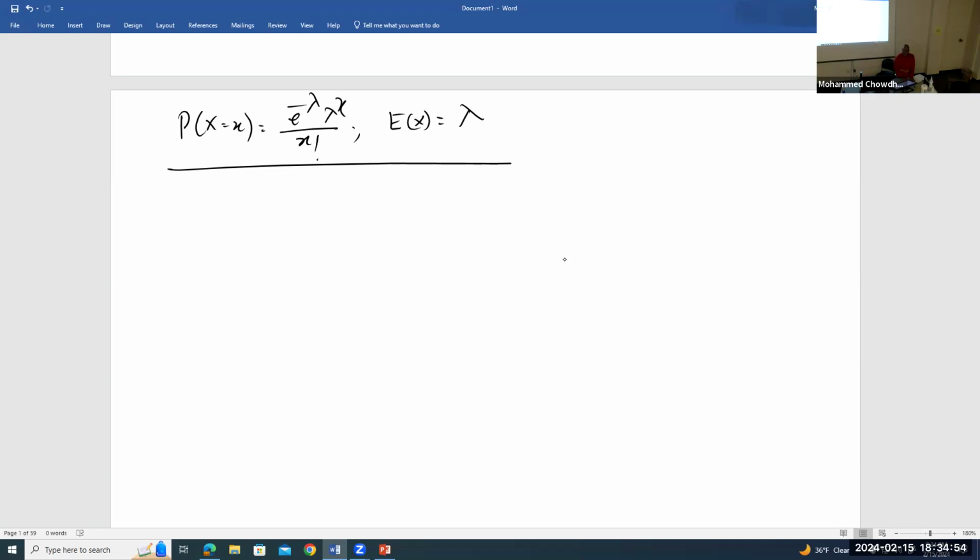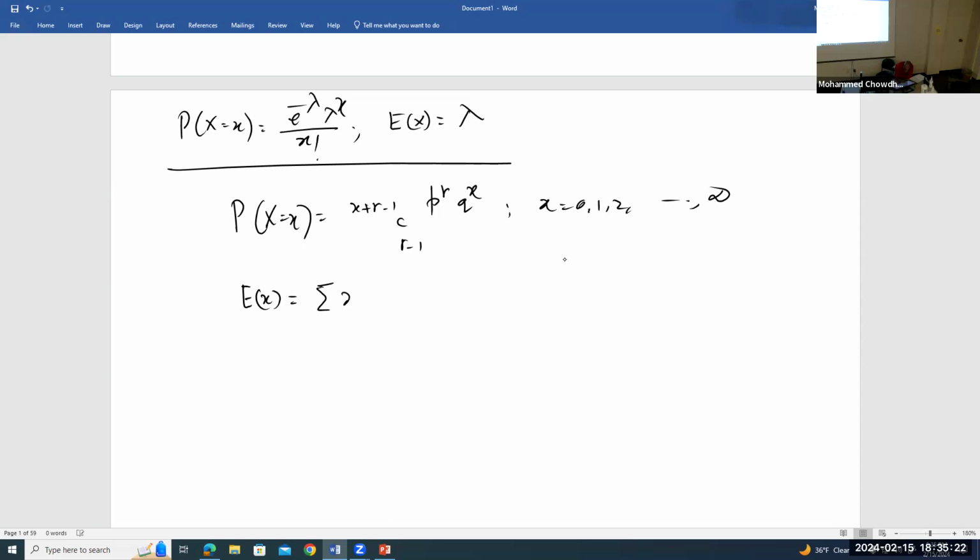So lambda is in there, right? But for the negative binomial distribution, the pmf is (x plus r minus 1 choose r minus 1) p to the power r q to the power x. We want to find the mean, the expected value of x. If you want to find the expected value of x, for x equal to 0, 1, 2, up until infinity, then we get the sum over x equal to 0 to infinity of x times (x plus r minus 1 choose r minus 1) p to the power r q to the power x.